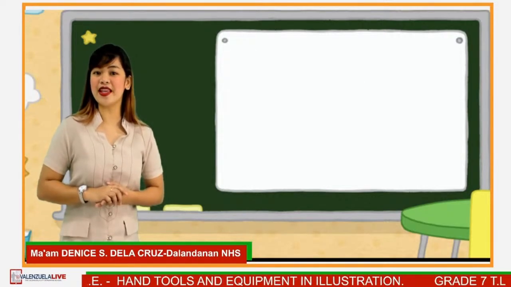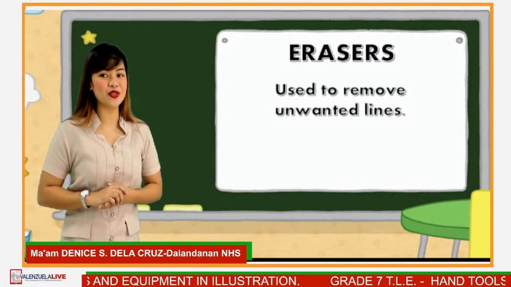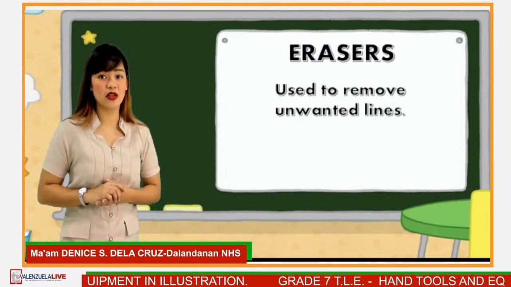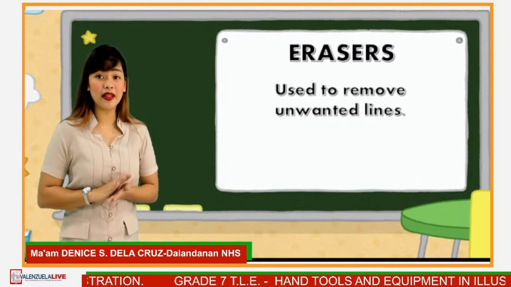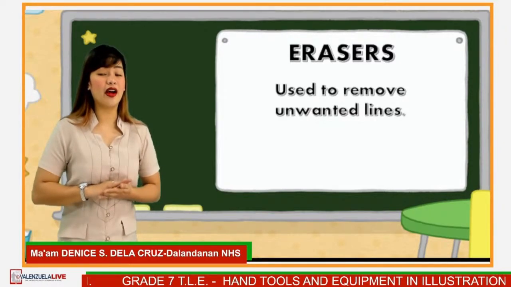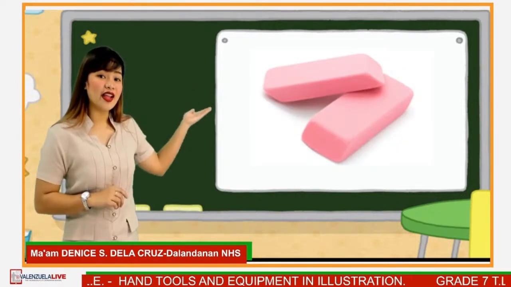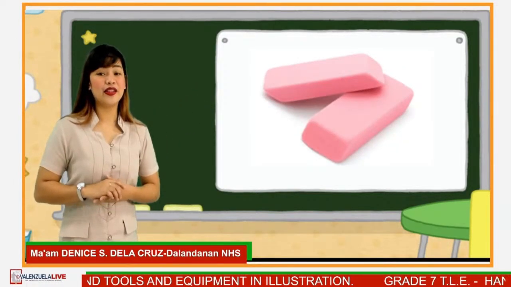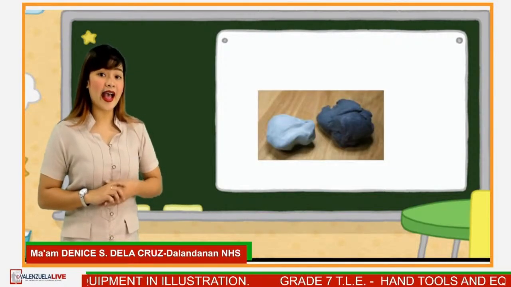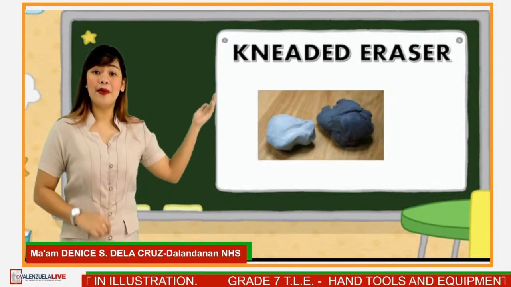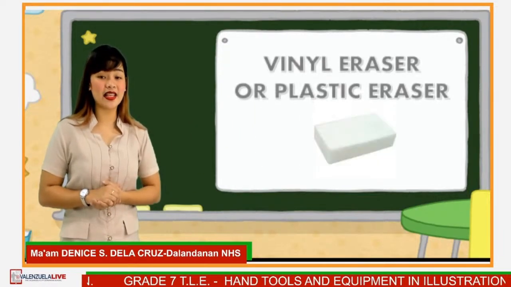Next tool we have is the eraser. Erasers are used to remove unwanted lines. When your eraser gets all dirty, just rub it onto a table or a harsh material to clean it. Again, this is an eraser. Different types of eraser are used in illustration. We have the kneaded, blending, and vinyl eraser or plastic eraser.